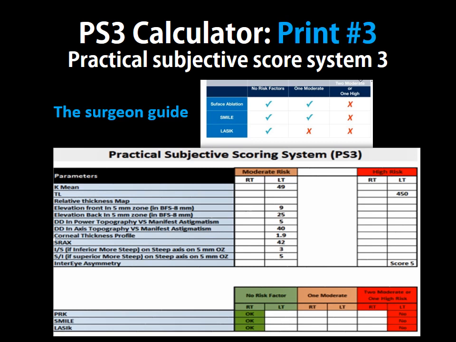as you can see here, we have no risk value for the right eye, so we can do either PRK, SMILE, or LASIK for the right eye. With respect to the left eye, we have more than 2 moderate risk values, and we have 1 high risk value over here, and score 5 also. So it is not recommended to do anything for that eye. We cannot do even PRK for that eye.